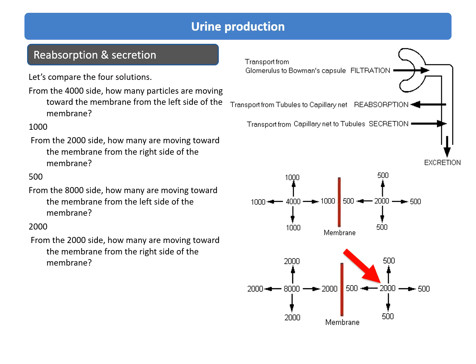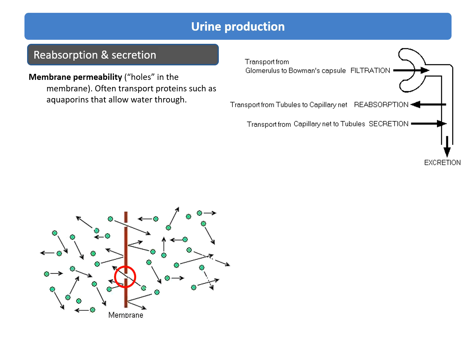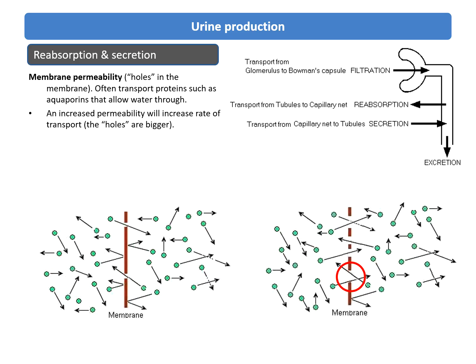From the 2,000 side, again, 500 are moving toward the membrane. The bottom figure shows a greater rate. Membrane permeability. Think of holes in the membrane. Now, often transport proteins are involved, such as the aquaporins that allow water to cross. But it's convenient to think of the membrane as having holes. An increased permeability will increase the rate of transport. That is, the holes get bigger.